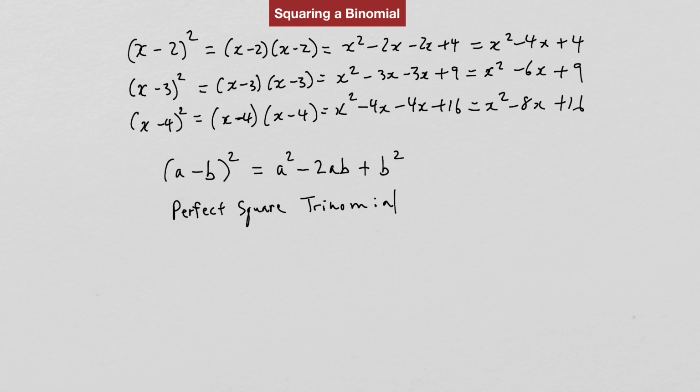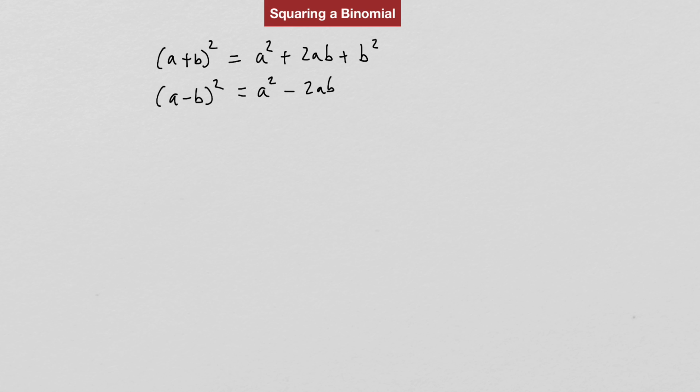Okay, so let's summarize what we have so far. We know that if we have the quantity a plus b squared, that is equal to a squared plus 2ab plus b squared. Similarly, if we have the quantity a minus b squared, we know that that's going to result in a squared minus 2ab plus b squared.